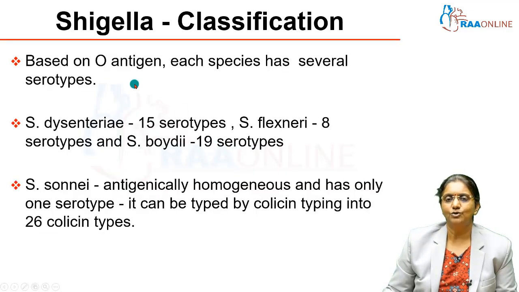Based on the O antigen, they are classified into different species, and again based on the O antigen, each of these 4 species has several subtypes. Shigella dysenteriae has 15 serotypes based on the O antigen subtype. Flexneri has 8 and boydii has 19 serotypes. But Shigella sonnei is antigenically homogeneous, meaning only one O antigenic type is present. So only one serotype is present, but it can be typed further by using colicin typing into 26 colicin types.